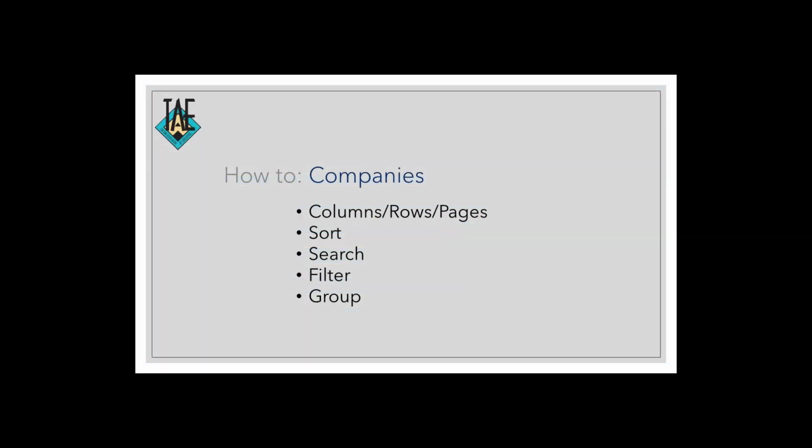The next key set of data you can look at is companies. It's very similar to people. It works in exactly the same way, but it's showing the data about companies instead of about the representatives.